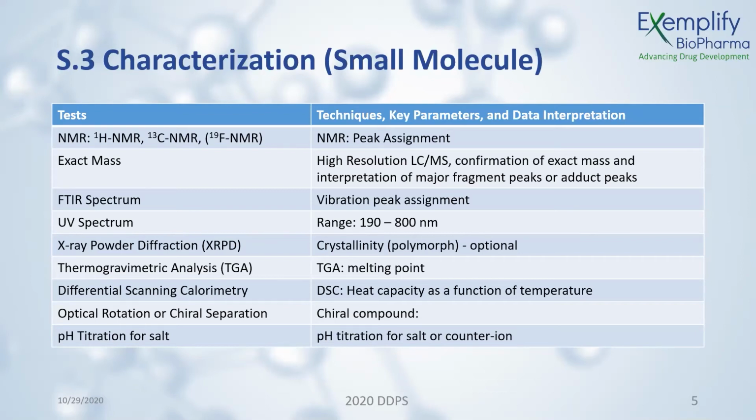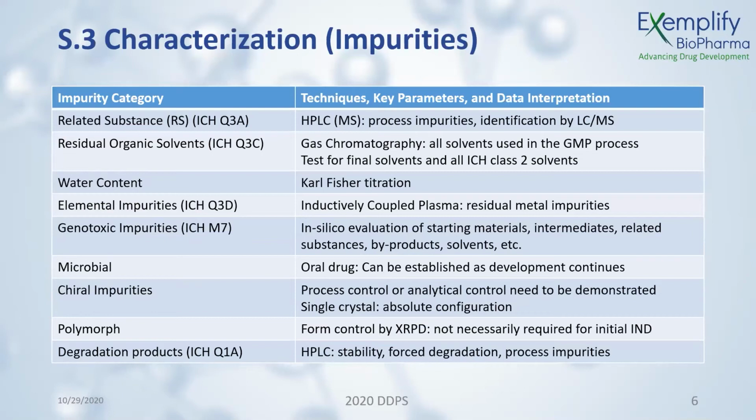So the second category, also for S3, is about impurity characterization. So this is very, very important. Impurity characterization is governed by various ICH guidelines. So I just break down to different categories and what kind of data package or techniques are commonly used, and what's the degree of data interpretation, how it's going to impact your specification and method validation.